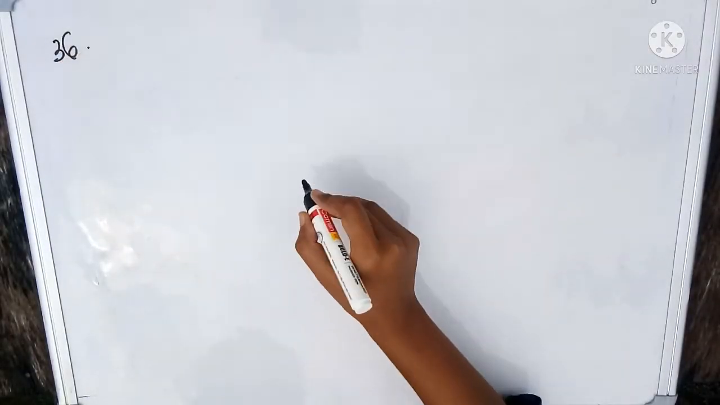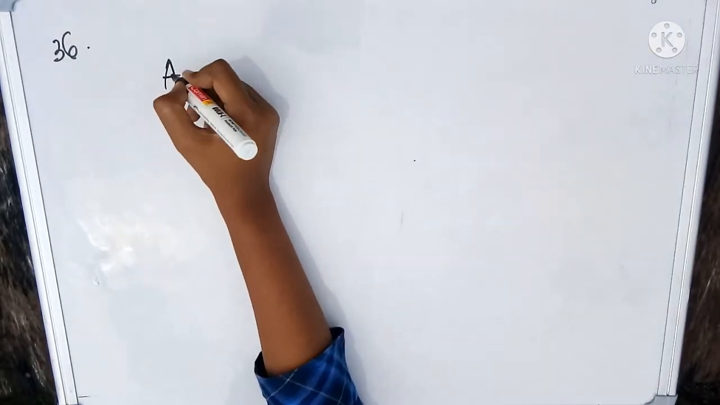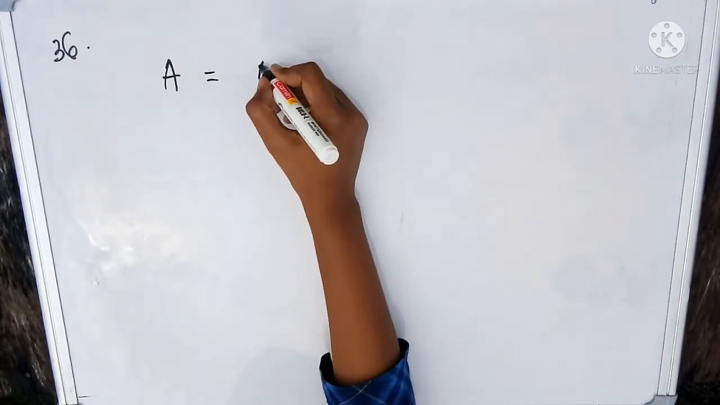Question 36 says that A is the area of a circle with radius r unit. Then write the formula of area making r the subject. We all know if we have area of circle is A, then A is equal to pi r square.